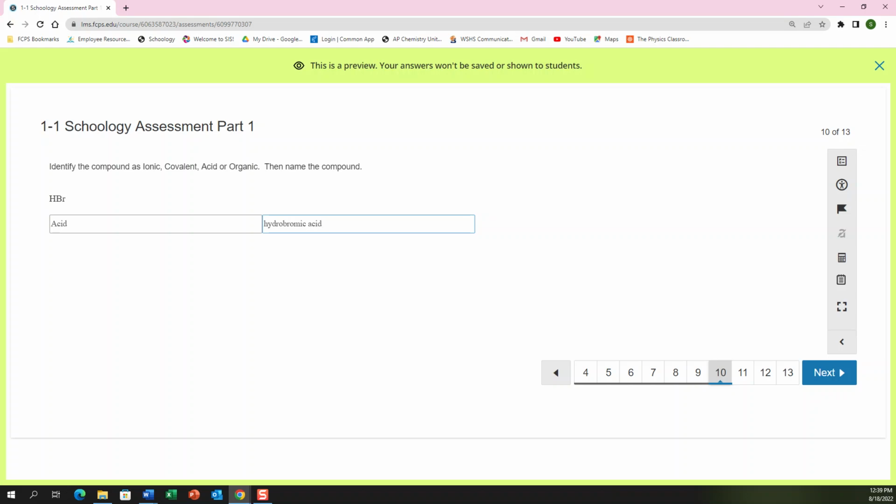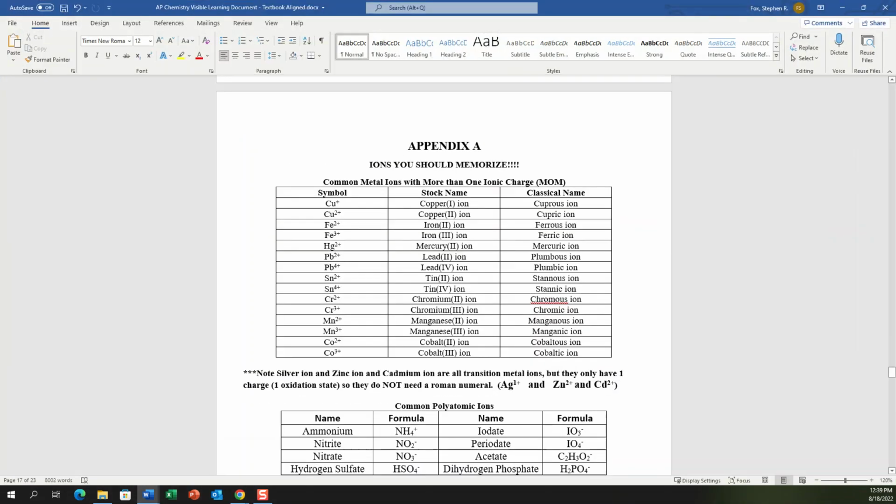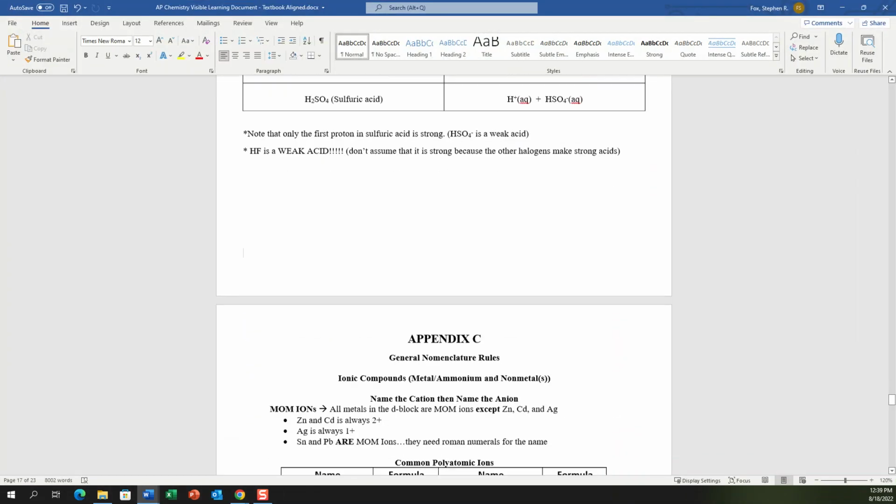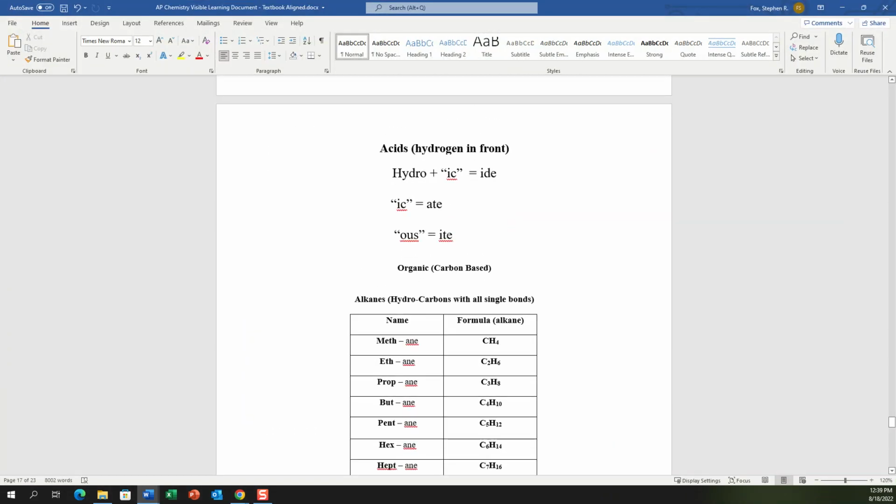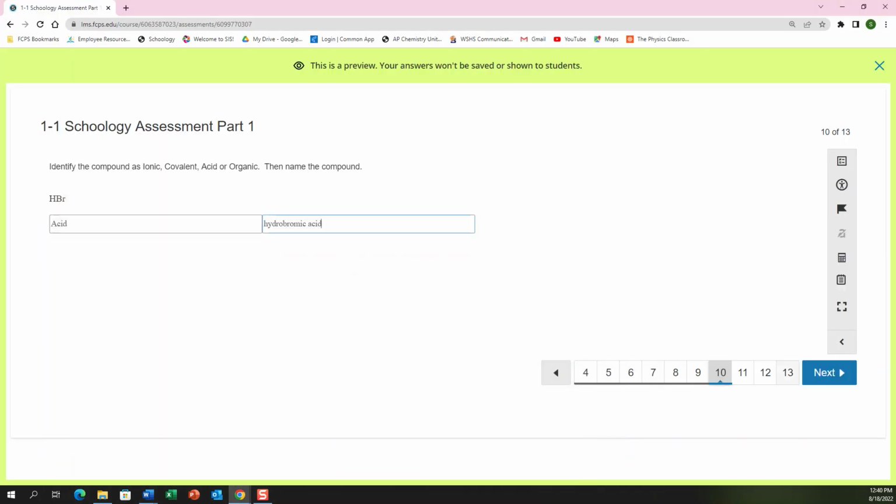Okay, now how did I know that? Well, if you need to, reference your Appendix C and look at the acid naming rules. And so Br is bromide. If your anion that the H is attached to ends in "ide," you add the prefix hydro and the suffix "ic." So hydrobromic. So bromide changes to hydrobromic, and then you add the word acid. Okay.